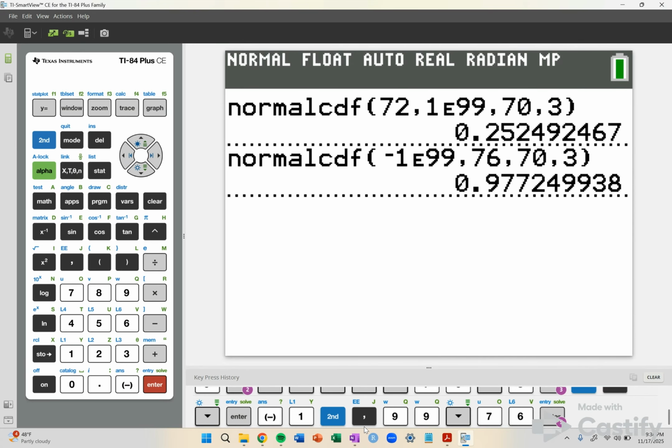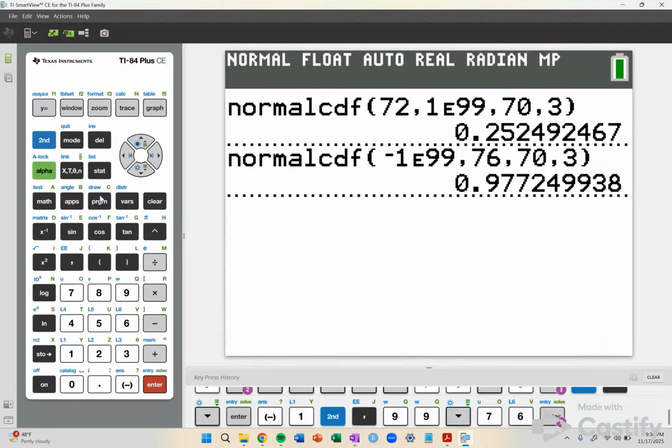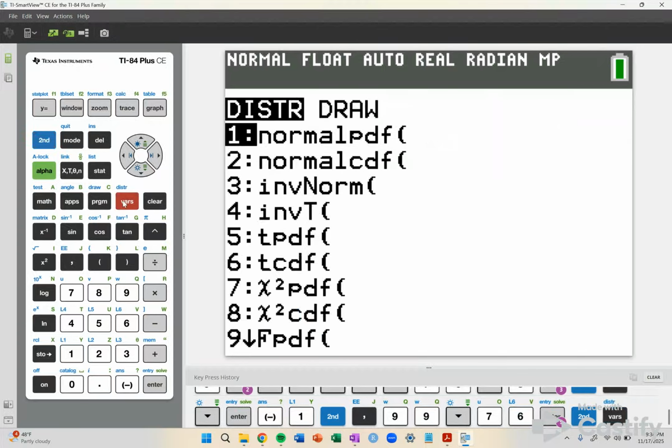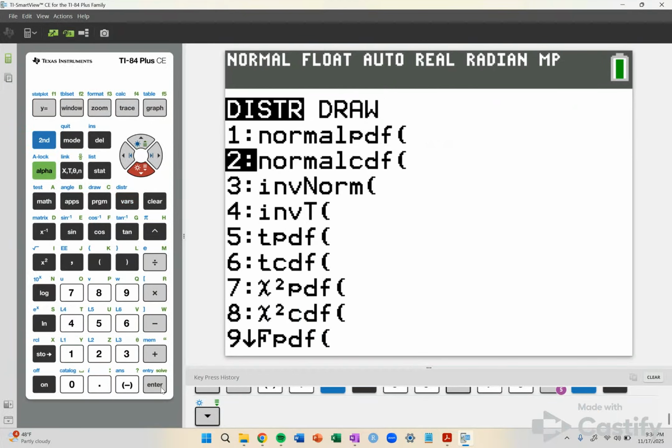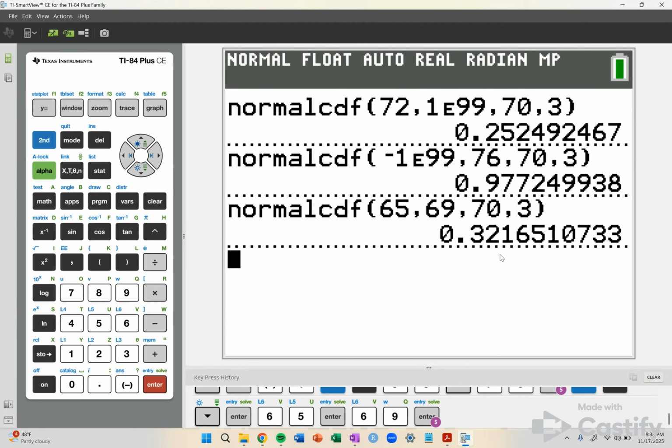We can also use the calculator to get this third probability, the probability that a randomly selected man is between 65 and 69 inches tall, by doing the exact same process, this time with a lower bound of 65, an upper bound of 69, and we get our probability of 32.2%.